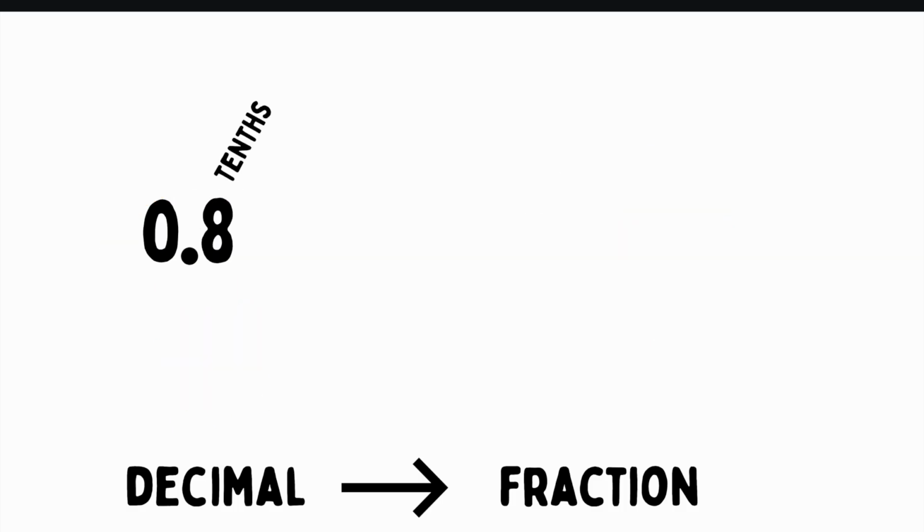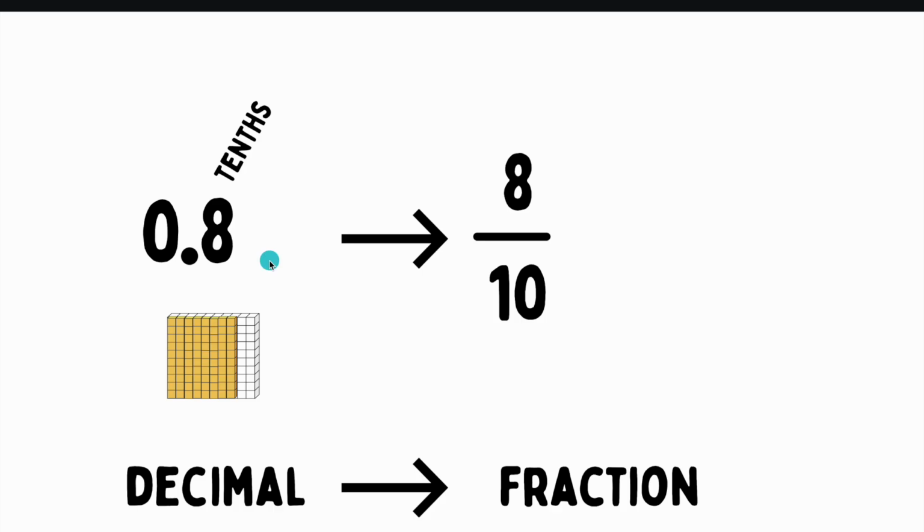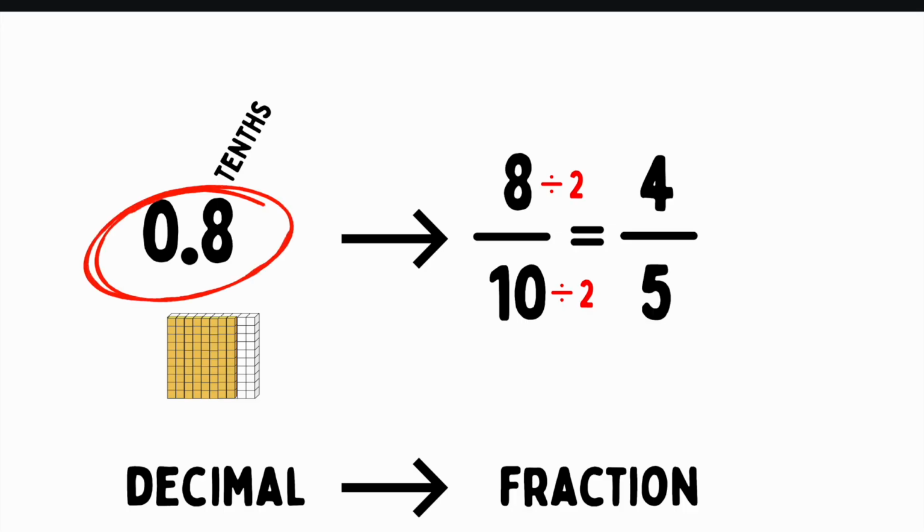0.8. We have an 8 in the tenths place. Let's create a model. 1/10, 2 tenths, 3 tenths, 4 tenths, 5 tenths, 6 tenths, 7 tenths, 8 tenths. This time we only have a digit in the tenths place, so we will write 8 over 10, not 100. We notice that we have 8 out of 10. We can simplify 8 tenths by dividing by 2. 8 divided by 2 is 4, and 10 divided by 2 is 5. That means that 0.8, or 8 tenths, is the same thing as 4/5.